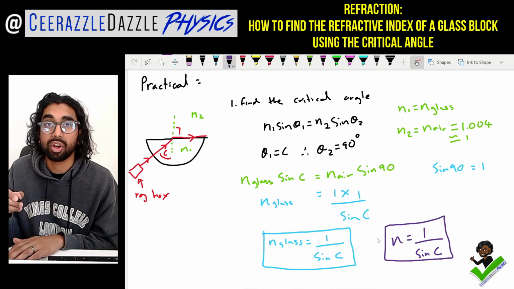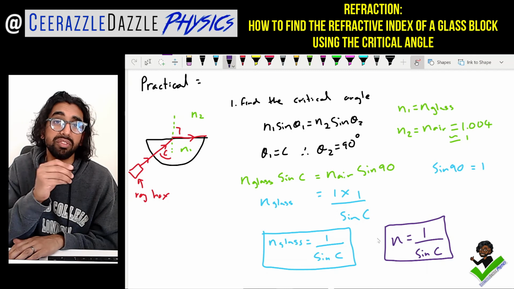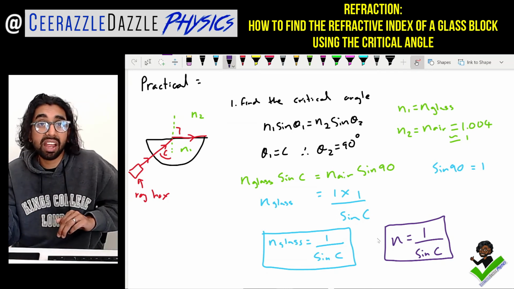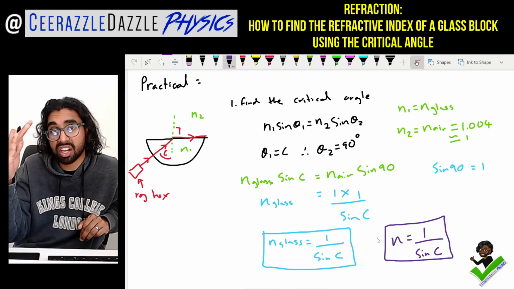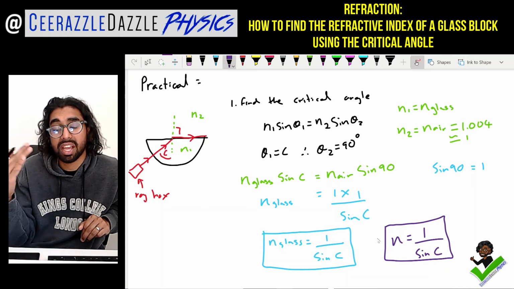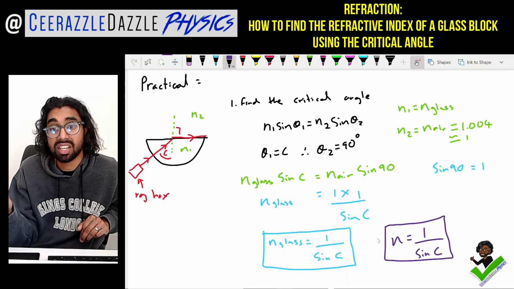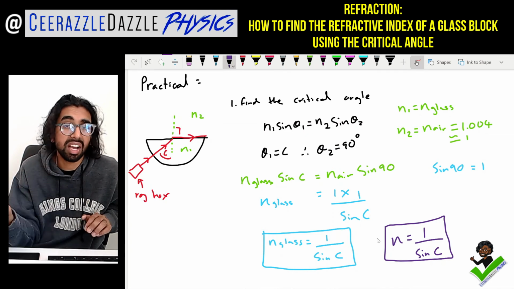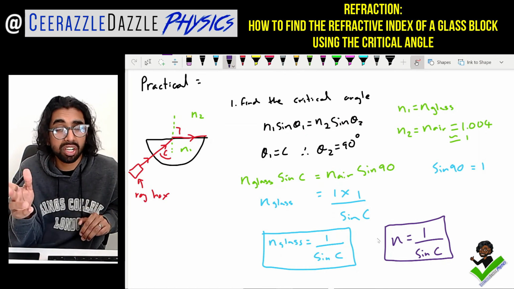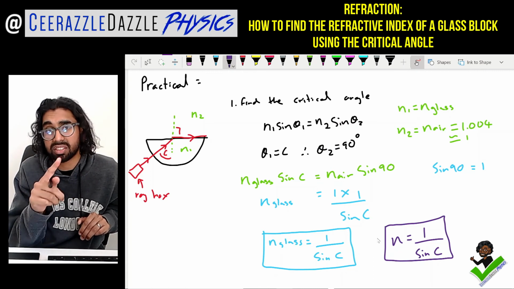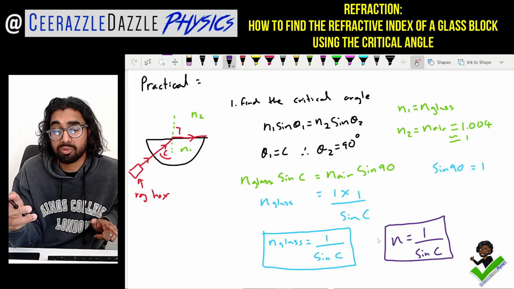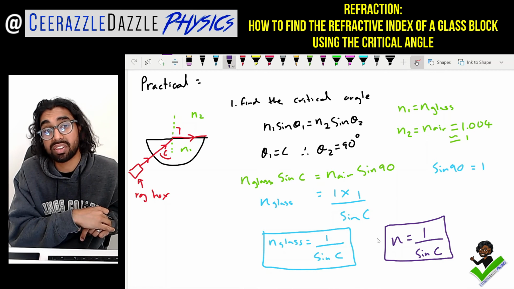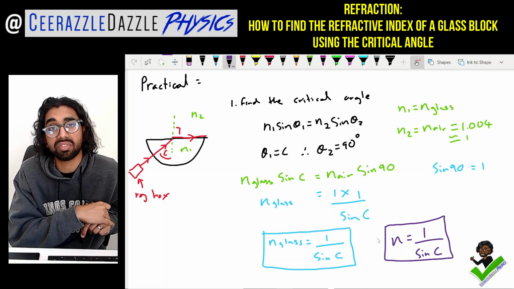Wonderful stuff. Obviously this is a very different method compared to the previous one, in which we were going from air into glass when we plotted sine theta 1 against sine theta 2, and the gradient of the line was the refractive index. In this practical, I just worked out the critical angle, measured it once, and I can get it quickly. If you're struggling with that practical, make sure you watch my other video, guys, and that will tell you how to do it. So we've proved it right now. The refractive index of the material is equal to 1 over sine C.